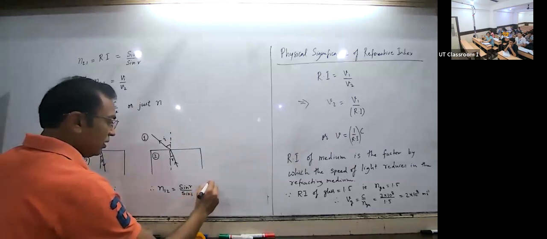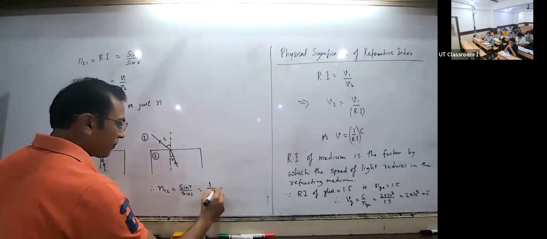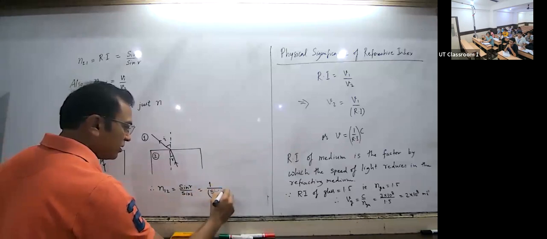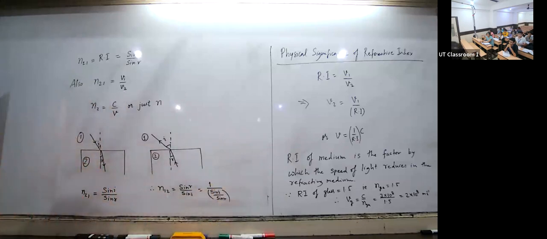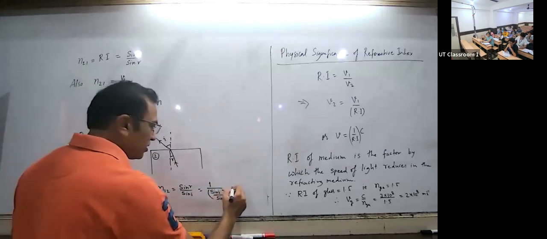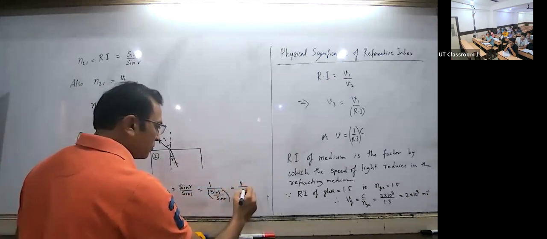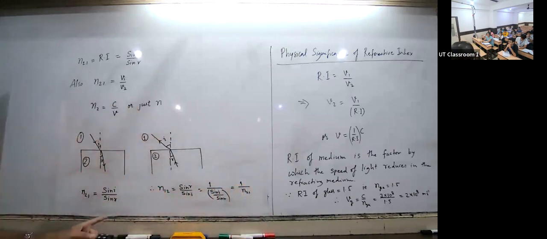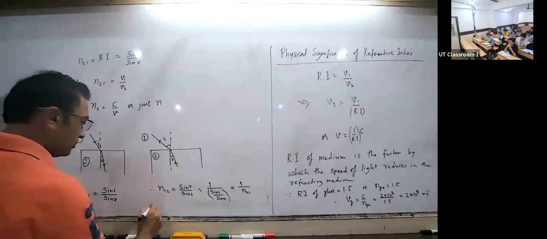So can it be written like this? Yes. Therefore, can we write it like this? So this is the relation: N21 is equal to the reciprocal of N12.